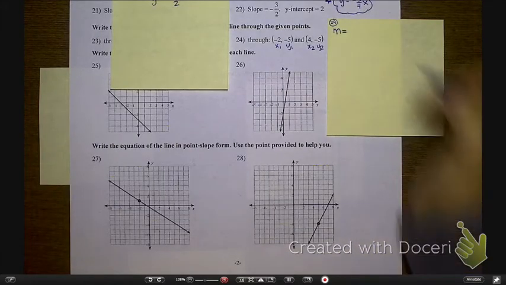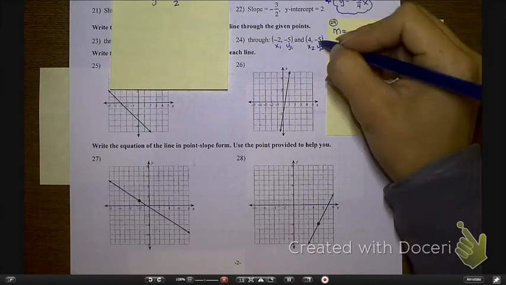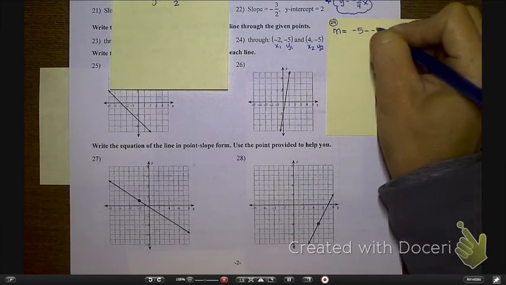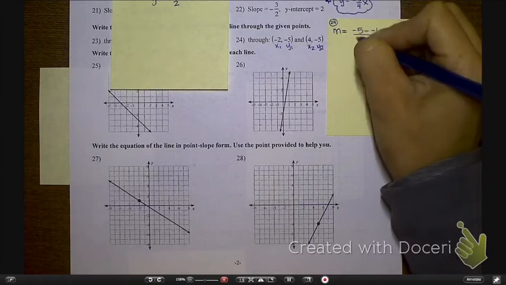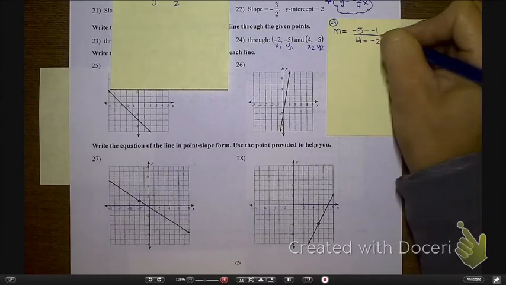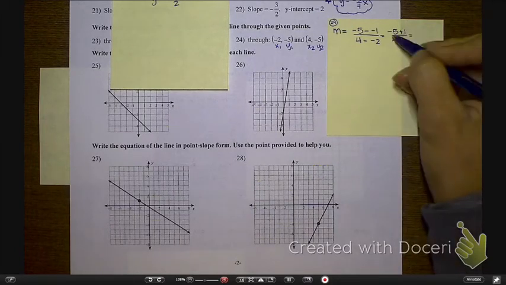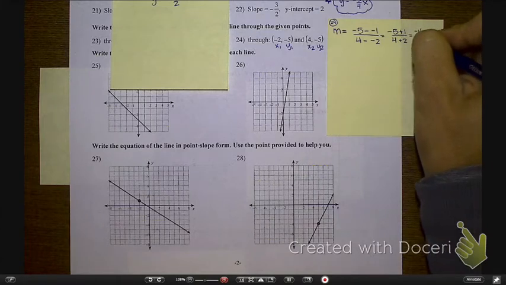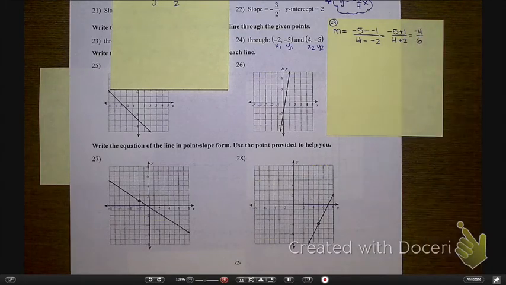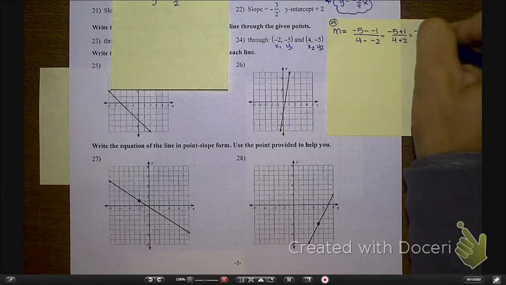Okay, so let's check what you guys got for your slope. -5 minus -1 over 4 minus -2. That turns into -5 plus 1 over 4 plus 2. On the top, we get -4 and on the bottom, we get 6. Can I reduce that slope? What does that slope reduce to? 2 over what? 3. Okay, so we get negative 2/3 for our slope.